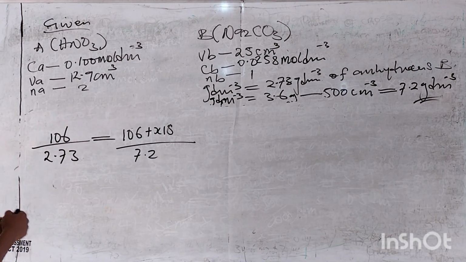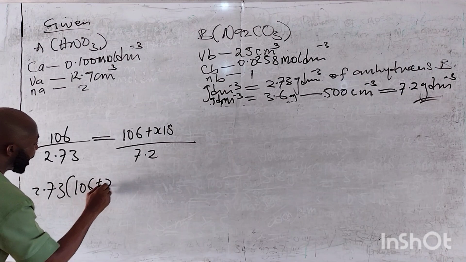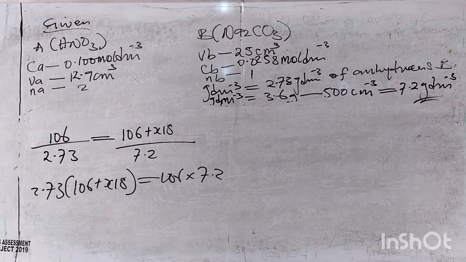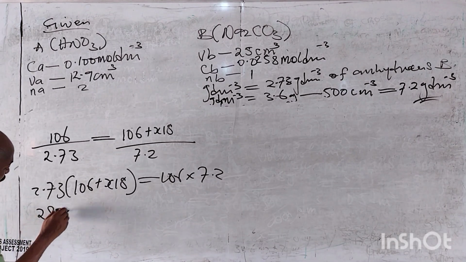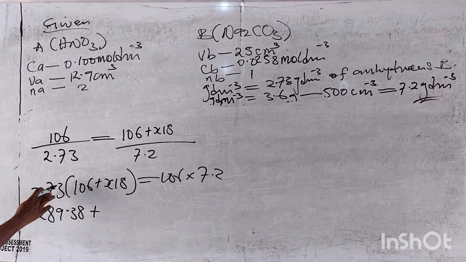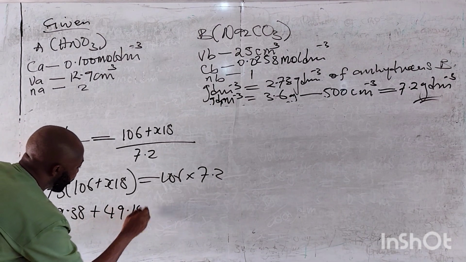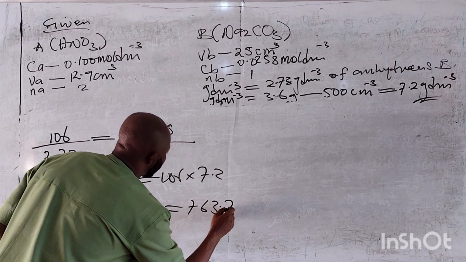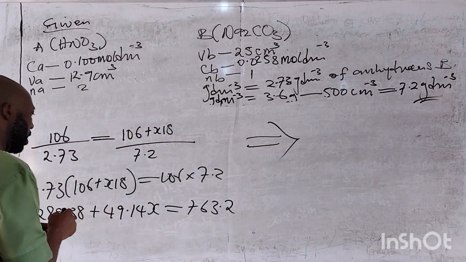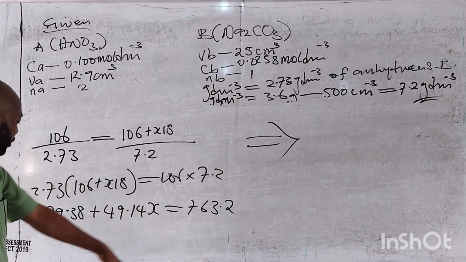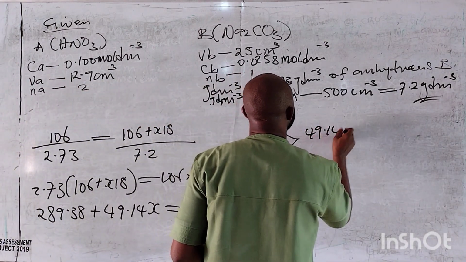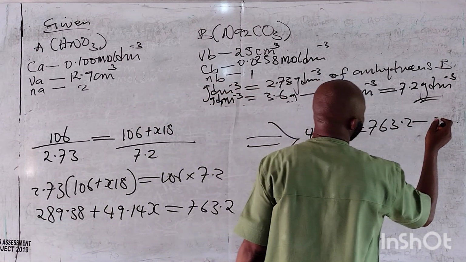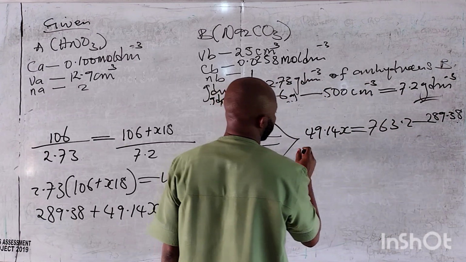As usual, we cross multiply. 2.73 open bracket 106 plus x times 18 close bracket equals 106 times 7.2. 2.73 times 106 is what? 289.38. 289.38 plus 2.73 times 18, which is 49.14x, equals 106 times 7.2, which is 763.2. Now x is what I'm looking for, so I have to make it the subject by taking this across. 49.14x equals 763.2 minus 289.38. What do I get? 473.82.